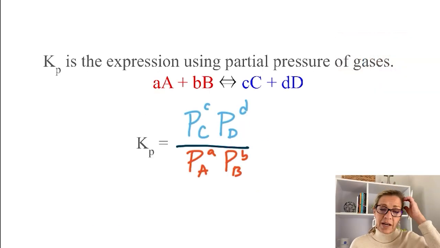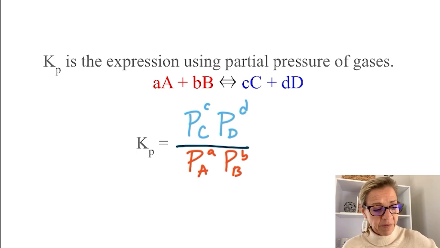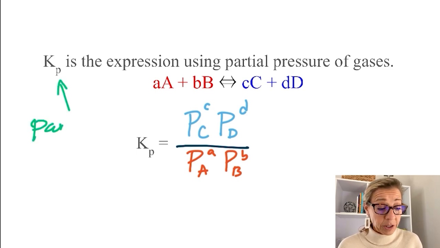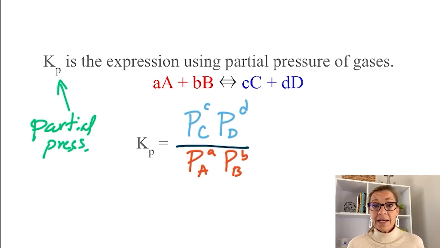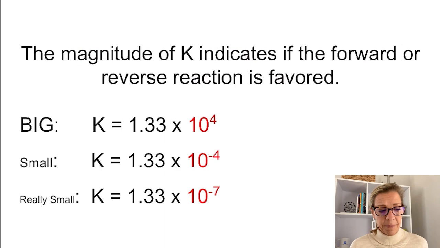Now, here is another expression. You might have figured this out. A Kp is where we're using partial pressures. Okay, so partial pressures of substances. So here we've got gases, right? All gases in this reaction. And you write the expression exactly the same. And that would be a Kp.